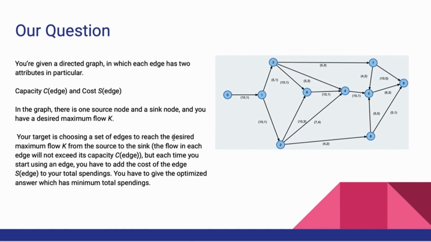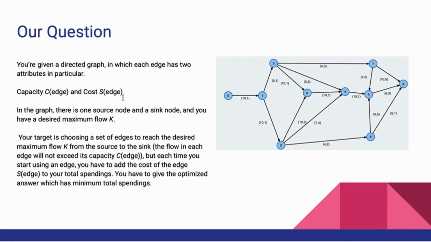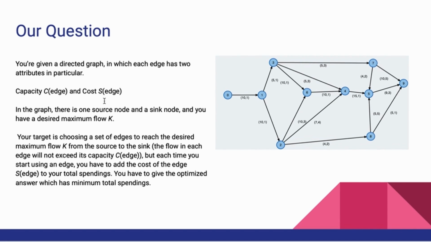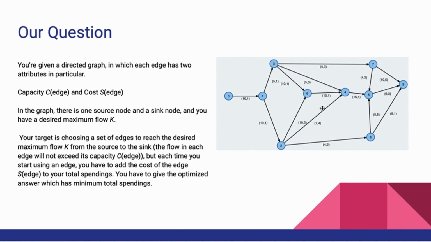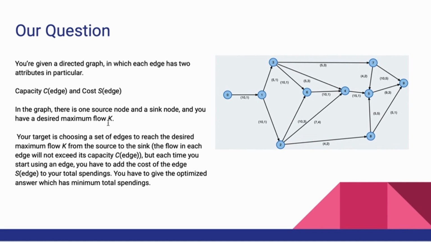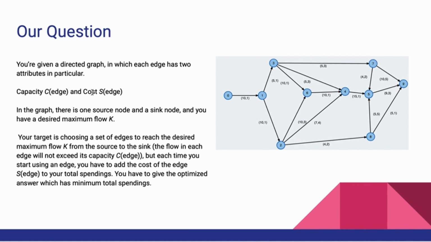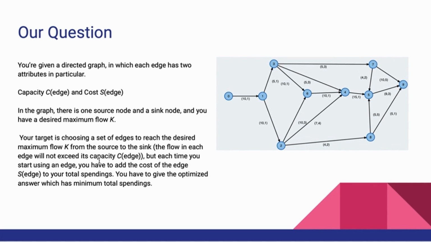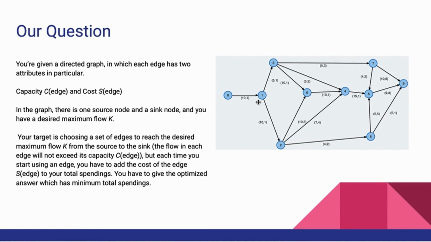Okay, first, I want to show you our questions. We add an attribute, which is the cost, to each edge. We want to keep maximum flow at least a desired value k, while making the total cost as small as possible. We pay all the costs for one edge as we are using this edge, no matter how much we use it.